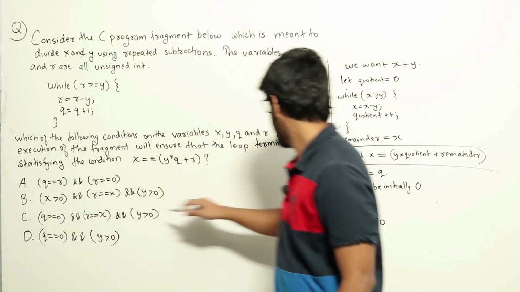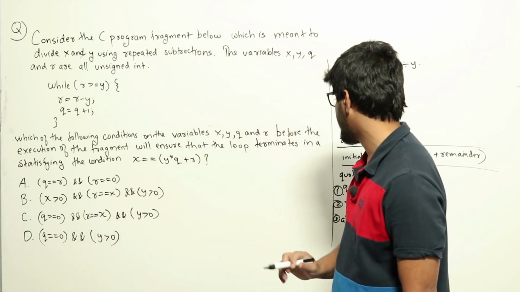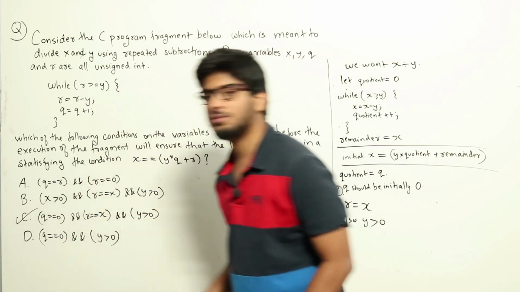Now let us look at the options here. If you look at C, that covers all the conditions: q equal to 0, r equal to x, and y greater than 0. So option C is the right answer.